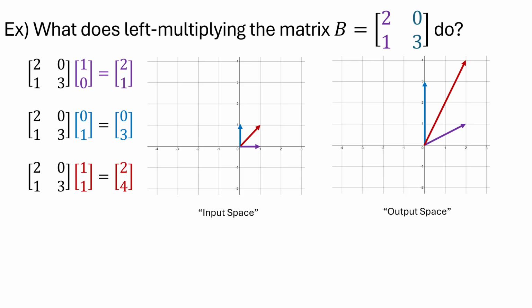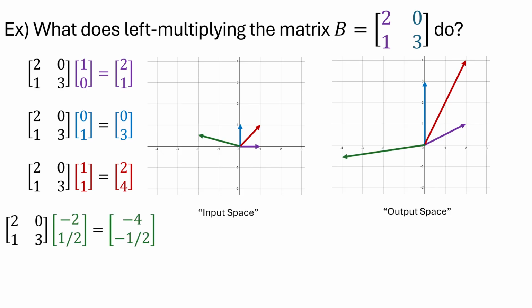So, because matrix multiplication is linear, we can predict the movement of any other vector. The red vector, 1, 1, is just the sum of our previous two inputs. Therefore, the red output is simply the sum of the purple and blue outputs, which lands us at the point 2, 4. And this rule still holds for any arbitrary point in space. If we take this green vector at negative 2 and positive 1/2, we'll run the numbers and end up at negative 4 and negative 1/2. So the grid lines have been warped, but the relative relationships stay the same.